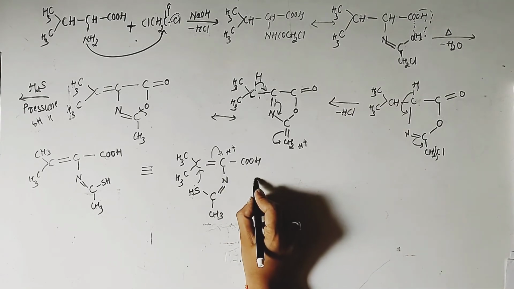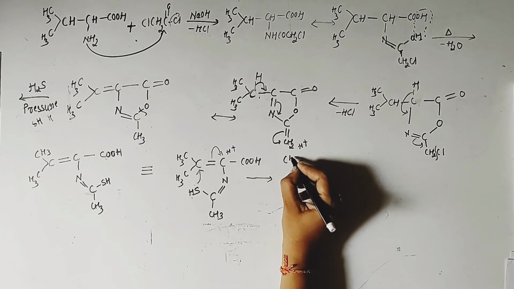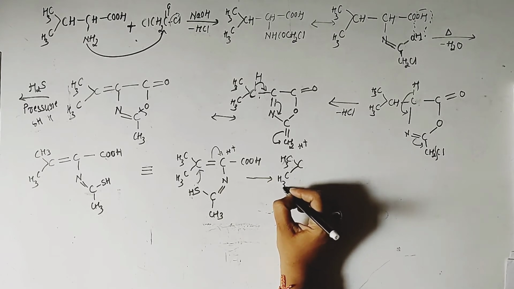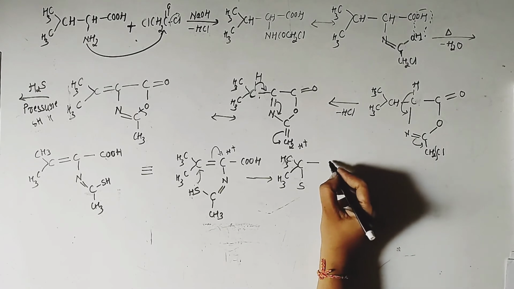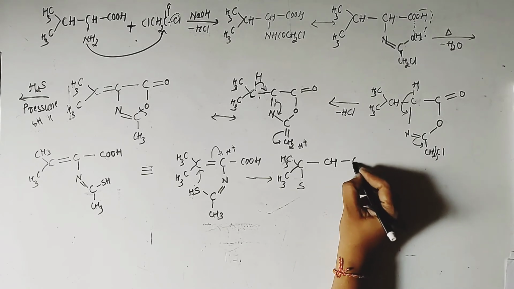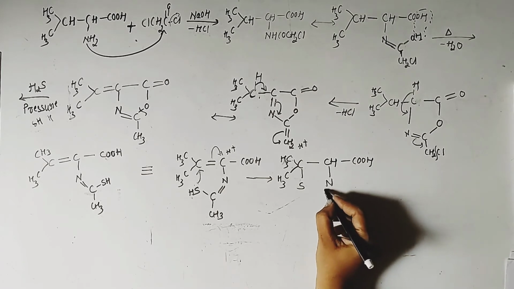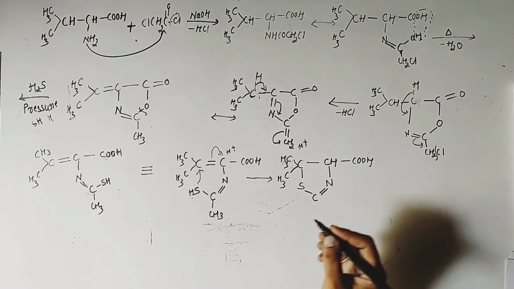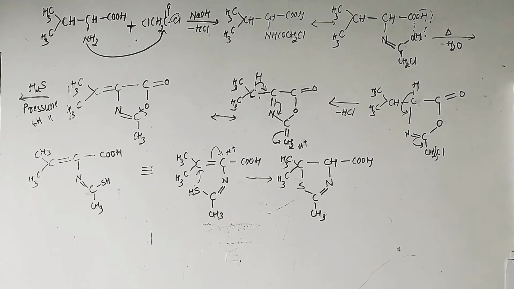So it leads to the formation of an intermediate compound once again, that is CH3, and on this side we now have S, and this side CH, COOH, and here N double bond, C2, sulfur single bond, and this is CH3. So this is one more intermediate compound that we have now.